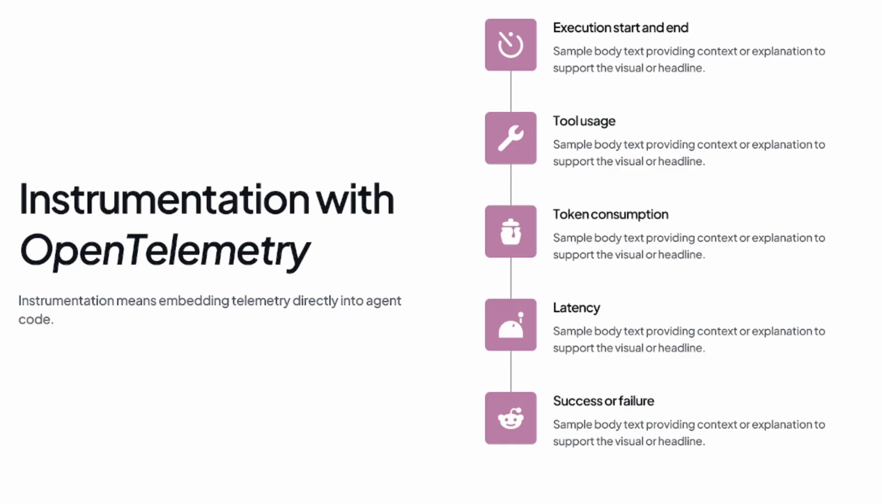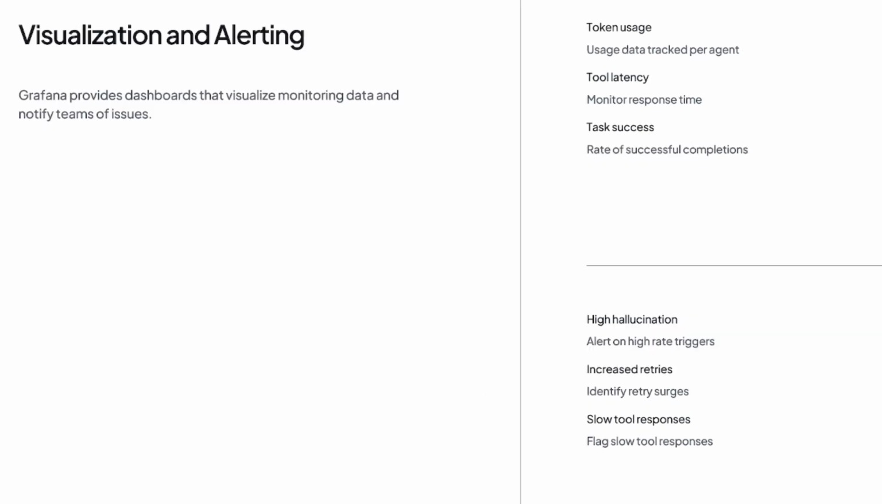Instrumentation with OpenTelemetry. How do you set up OpenTelemetry? Instrumentation means embedding telemetry directly into agent code. Remember, these observability tools must be designed from the beginning into your architecture. It is not an afterthought. You can define execution start and end, and collect metrics on tool usage, token consumption, latency, and success or failure rate.